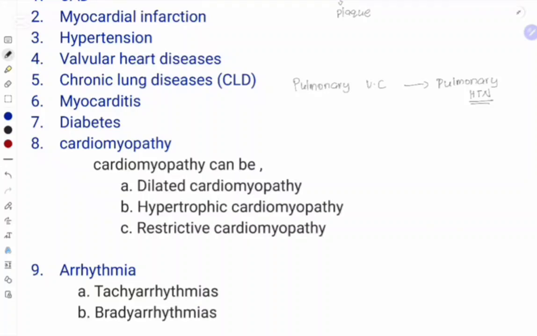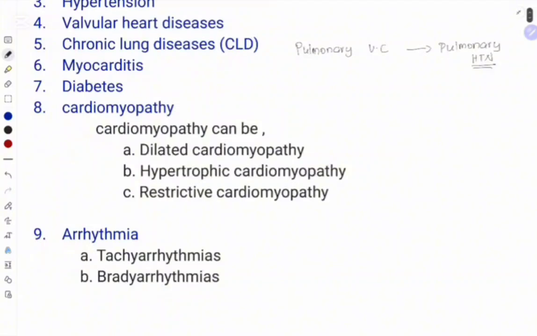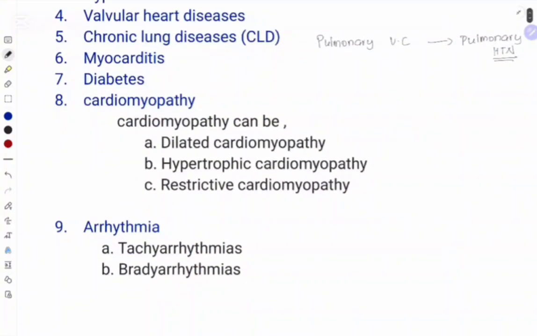And myocarditis. What is the meaning of myocarditis? Itis means inflammation. So if the myocardium of the heart is inflamed, that is called myocarditis. Because of this inflammation, the heart is getting damaged. Because the cardiomyocytes are damaged, the heart can't pump properly, right? If the heart can't pump properly, it causes heart failure in these patients.